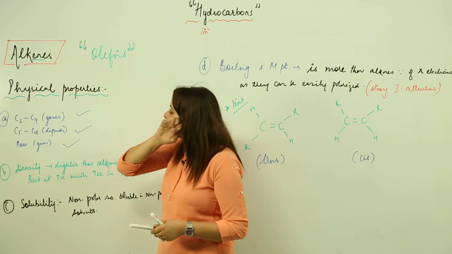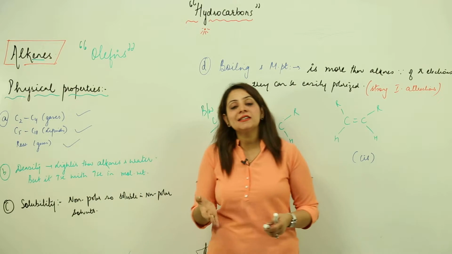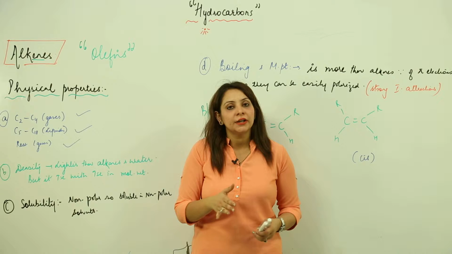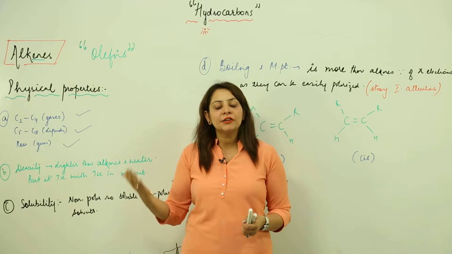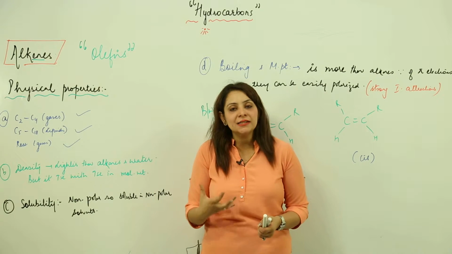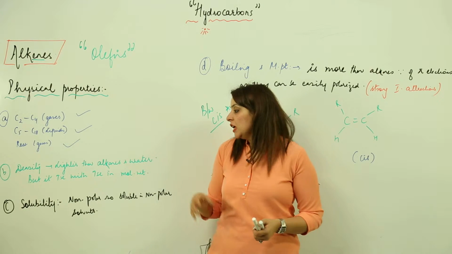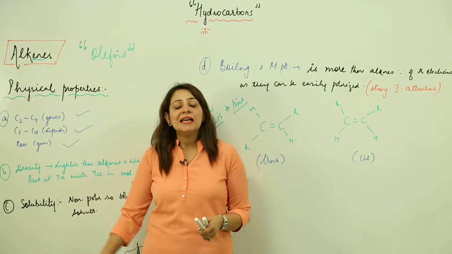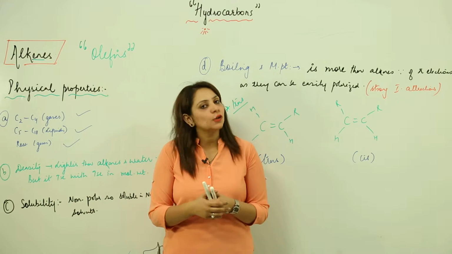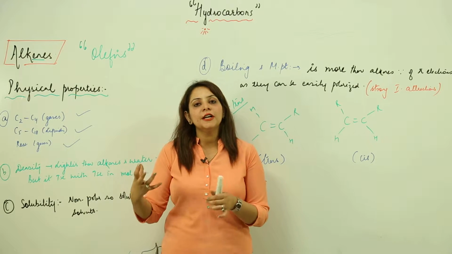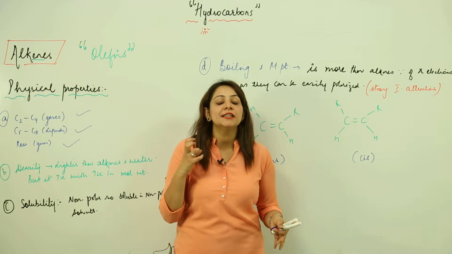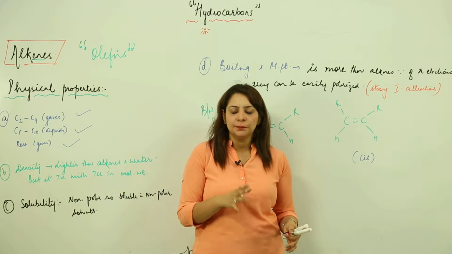Second is the density. If we talk about density, they are lighter than water. But as the members increase, obviously the attraction increases and the density also increases with the increase in molecular weight. Third we have solubility. As they are non-polar, we know that like dissolves like, so being non-polar they are soluble in non-polar solvents, that is, in organic solvents like benzene and so on.